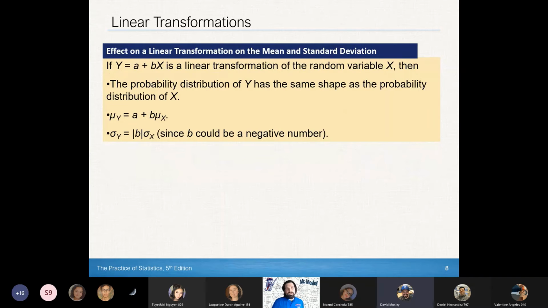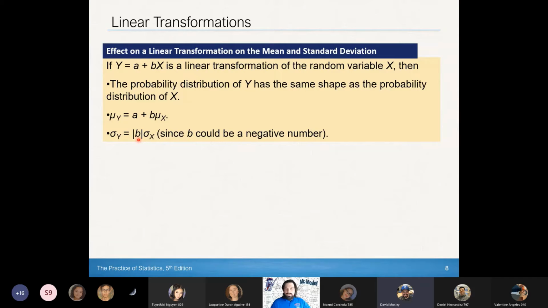So between multiply, dividing, and adding, subtracting, we have a linear transformation. The effect on a linear transformation on the mean and standard deviation. We have if y equals a plus bx, hence this is why they call it a linear transformation. It looks like y equals mx plus b. This is a linear transformation of the random variable x, then probability distribution of y has the same shape as the probability distribution of x. The mean of y is equal to a plus b times the mean of x. The standard deviation of y is equal to the absolute value of b times the standard deviation of x.